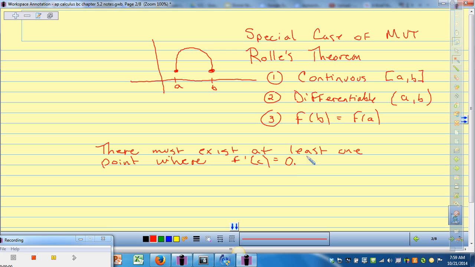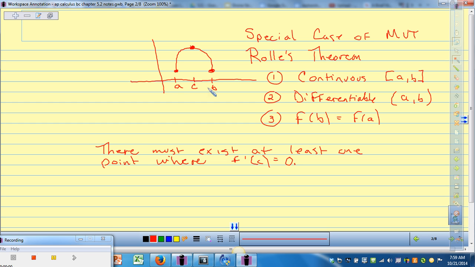Because if it is continuous and differentiable, it means it is a smooth curve, and if I start at one point and end at the same point, then at some point it has to smoothly turn around and come back to that same beginning point, same beginning y value. So there must be a point where the derivative would equal 0.